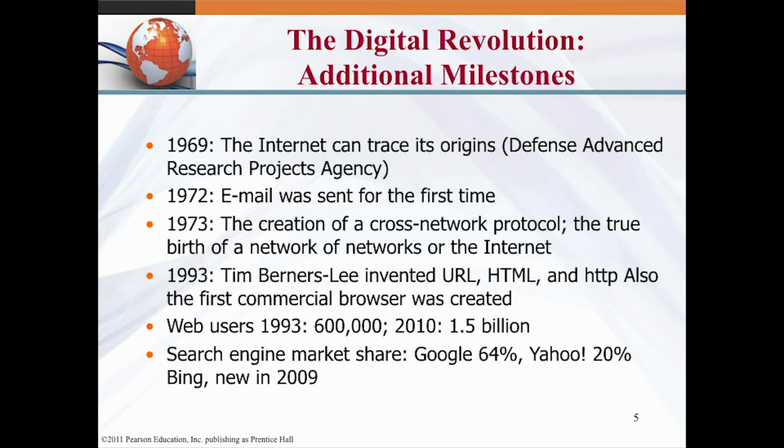Some additional milestones. The internet can trace its origin back to 1969. The email was sent for the first time in 1972. The creation of a cross network protocol, the true birth of a network of networks or the internet, took place in 1973. Tim Berners-Lee invented URL, HTML, and HTTP in 1993, and people started using websites more commonly in the 1990s.